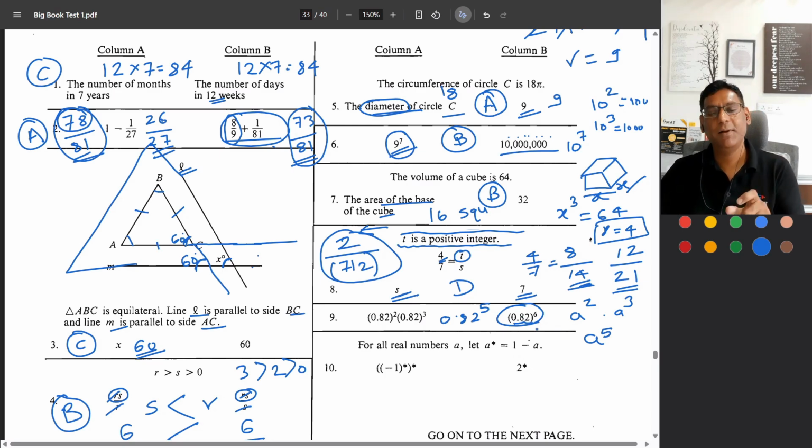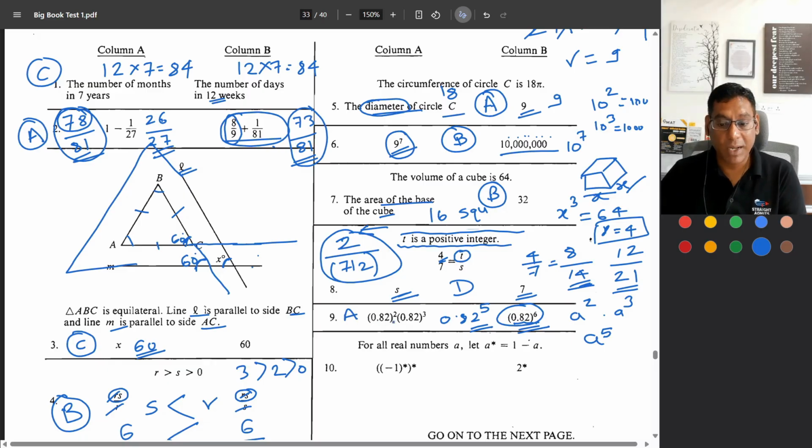Every time we multiply a number less than 1 with itself, let's say 0.5 into 0.5, you get 0.25. The number keeps on reducing. Correct? So even if we have a greater power, this number is going to be smaller than this number. Correct? So the answer here is A.